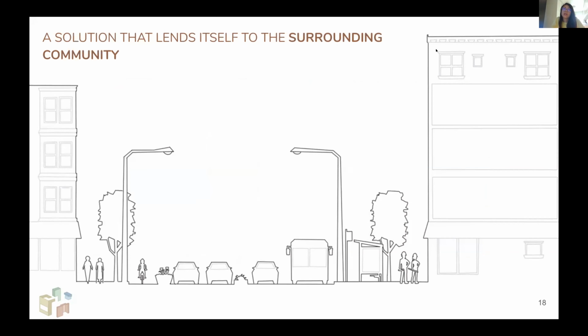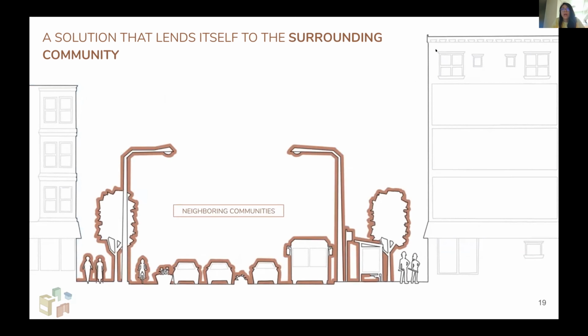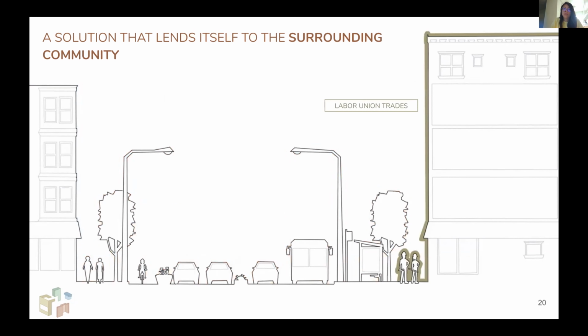Our solution relies on collaborative partnerships with cities, neighboring communities, and labor unions. So for cities, we help provide more urban infill housing through reclaimed properties. For neighboring communities, we reduce the impact of noise and dust pollution due to offsite manufacturing. And because we are incorporating offsite manufacturing, we include union trade labor at both on-site work and for offsite components.